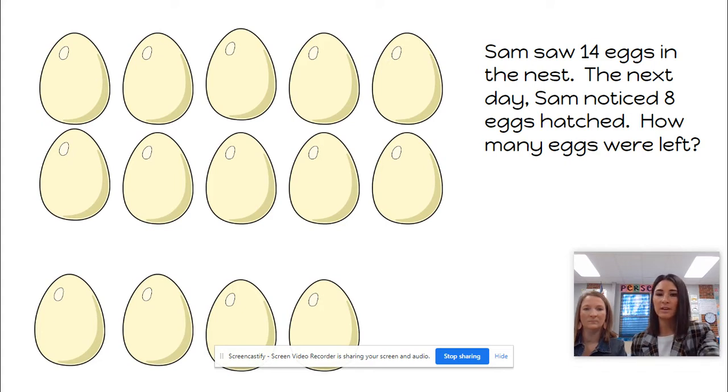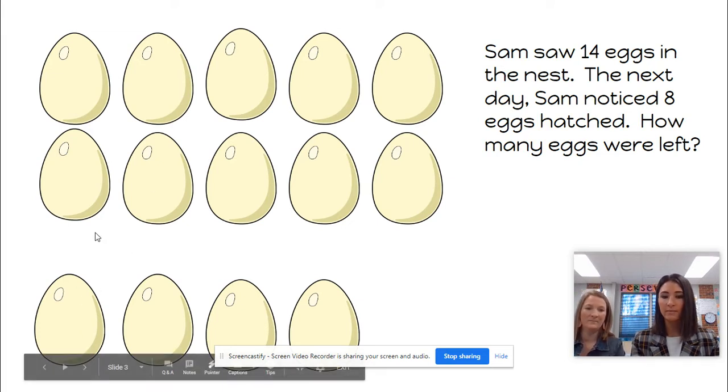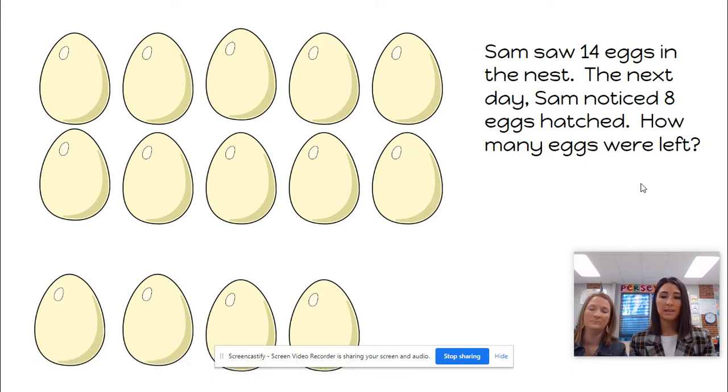Oh, this looks like a 10 frame to me. Does this look like a 10 frame to you? It does. Okay, so I know that's 10, 11, 12, 13, 14. Oh, so those are the 14 eggs that he saw in the nest. What's going to be our next step? Well, we know that 8 hatched, and we talked about when they hatch, they break. So I think we're going to cross off 8.